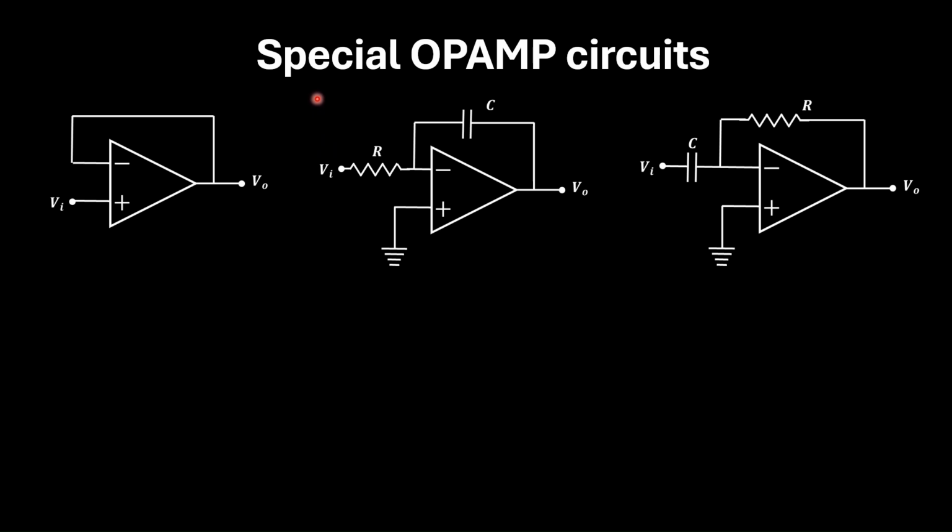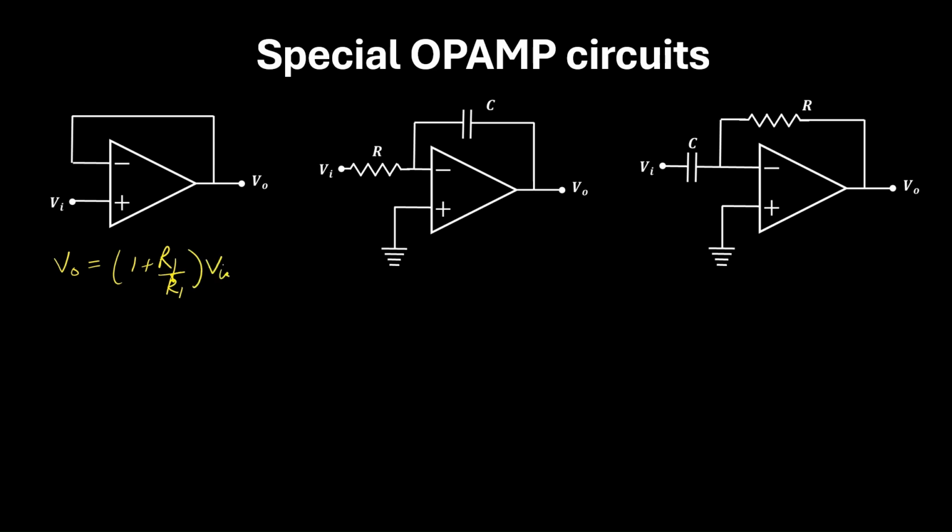Okay, now we will discuss some special op-amp circuits. We will start from here. Here the input is given at the non-inverting terminal and the output is directly fed to the inverting terminal without any resistors. Now let us try to calculate. This circuit is just like a closed loop non-inverting amplifier. So we already know the formula, that is V0 is equal to 1 plus RF by R1 into V input.